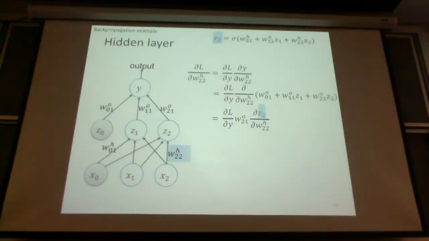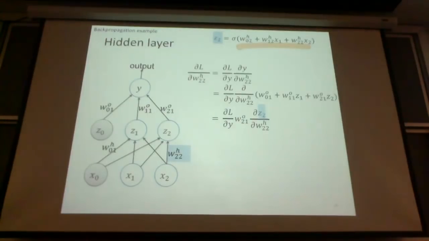So, oh, and also because I wrote it. Z2 is this thing here. I can now calculate the derivative of Z2 with respect to W22. You can do it in one shot, but because we have this mechanical way of computing dot products, let's see how that goes.